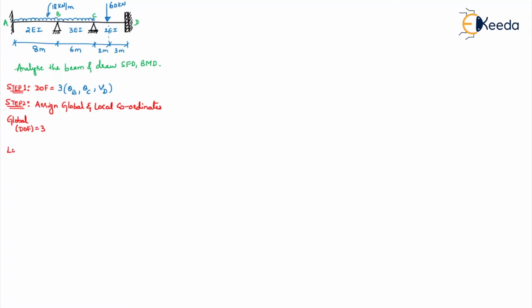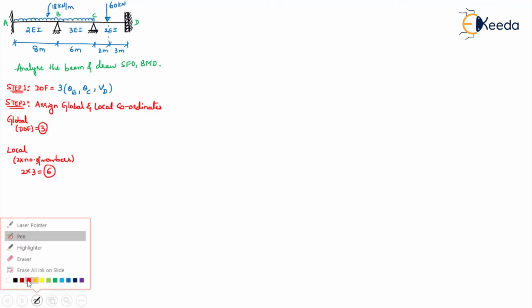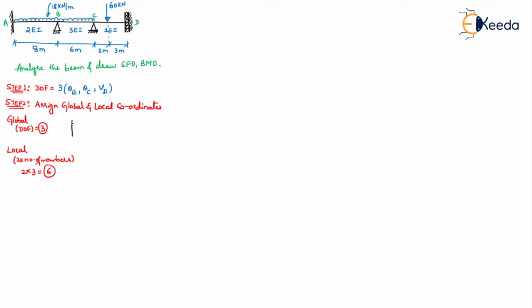Right, and how many local coordinates will be there? Local coordinates will be 2 into the number of members. How many members are there here? Totally 3. So there will be 6 local coordinates and 3 global coordinates. Let us see what those are. However your beam is, please take it in the same fashion. Here there is a shear hinge, called a vertical shear hinge. There are no horizontal forces in the entire structure, so no need to take the horizontal reactions here. So this is how the beam looks.